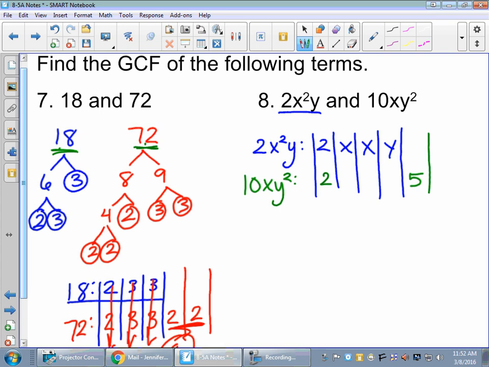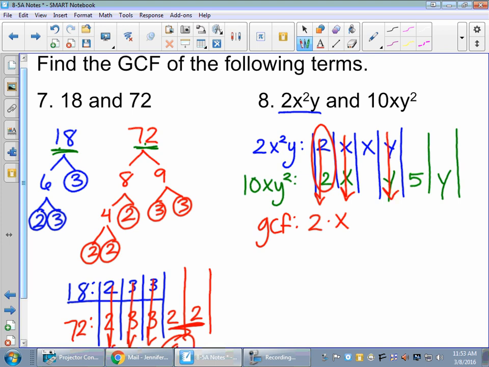They can share a column of x. They can share 1 column of y, but the other y needs its own column. And so when you compare all of these numbers, the greatest common factor is going to be everything they have in common. So they have a 2 in common, so I'm going to bring that down. They have an x in common, and they have a y in common.